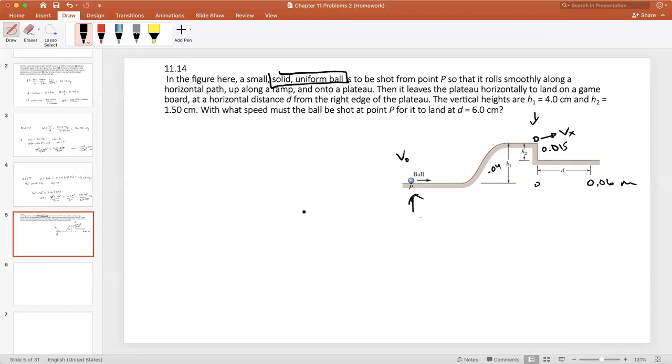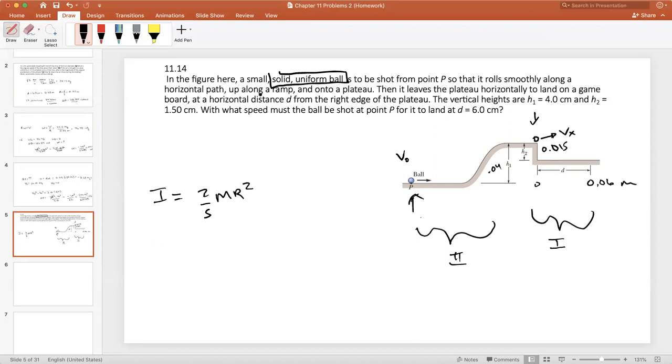So this problem really becomes 2 different problems. We're going to deal with the motion here, which is just projectile motion with the initial velocity in the x direction only. That's part 1. Then we're going to do this part, and once we know v final, we're going to use energy to find v initial. We're also going to have to recall that the moment of inertia of a solid uniform ball is 2/5 m r squared. We don't know what r is. We don't know what m is. Hopefully we won't need them.